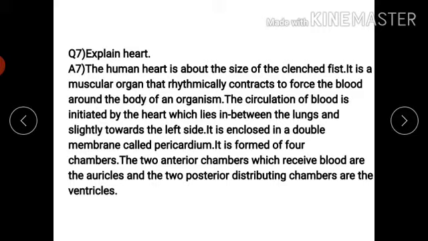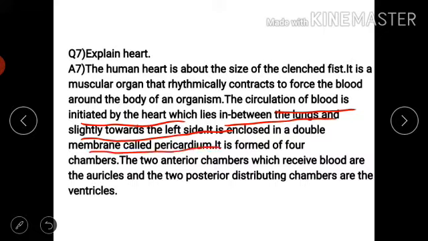Explain heart. The human heart is about the size of a clenched fist. It is a muscular organ that rhythmically contracts to force the blood around the body of an organism. The circulation of blood is initiated by the heart, which lies in between the lungs and slightly towards the left side. It is enclosed in a double membrane called pericardium.